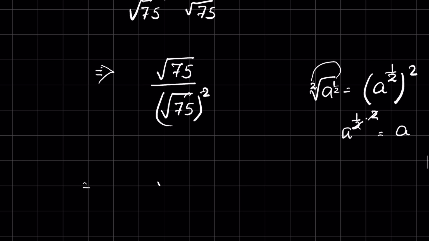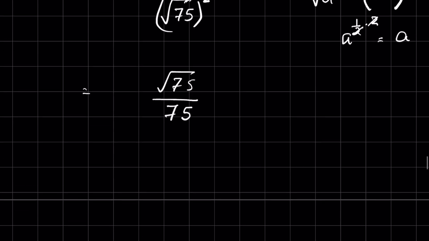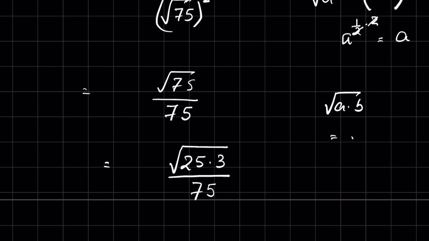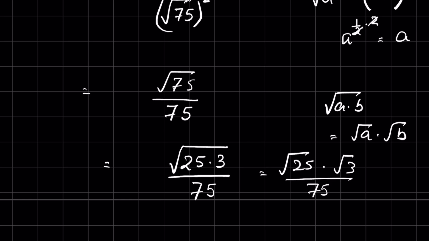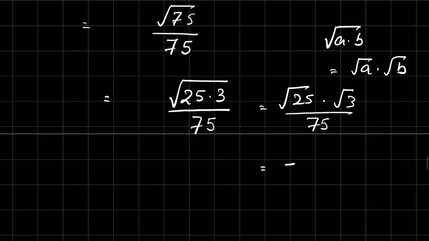Now it is square root of 75. This removes the square root, so it is upon 75. Now we can simplify square root of 75. It will be 25 times 3 under square root upon 75. When A times B is under square root, we can also write it as square root of A times square root of B. So this will be square root of 25 times square root of 3 upon 75. Now square root of 25 is 5. So 5 times square root of 3 upon 75.